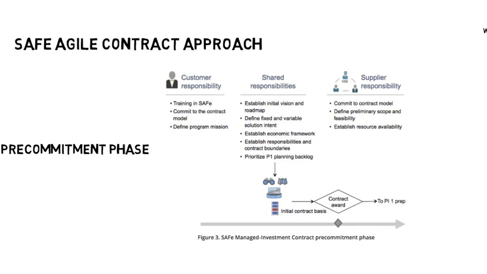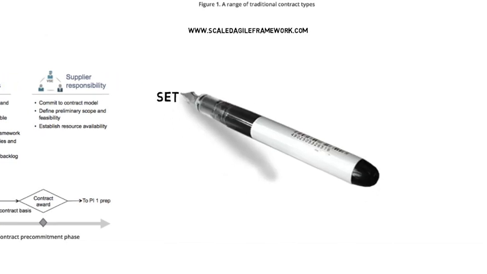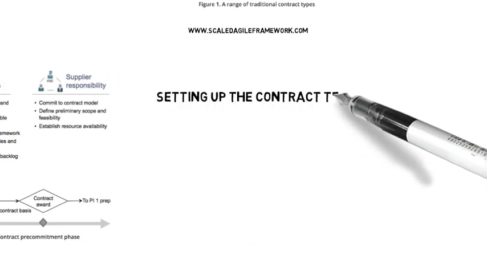And you can see in this diagram, also from the SAFe Scaled Agile Framework blog, that there are certain things. The customer is doing training and committing on the contract model, and the supplier is committing to the contract model and defining preliminary scope and feasibility. And there are some additional things happening here that are joint responsibilities, setting up the terms for both the customer and the supplier.